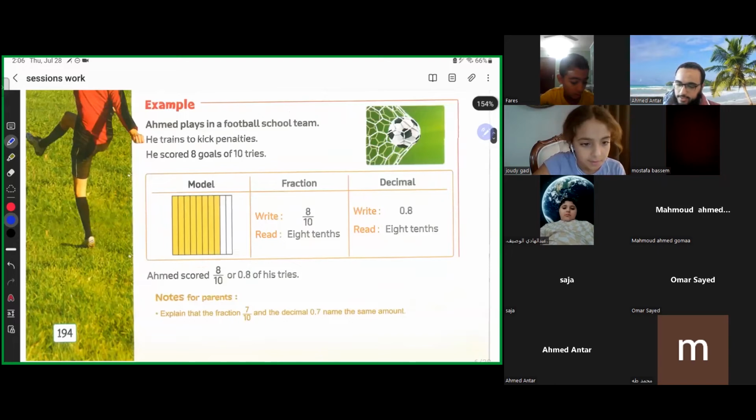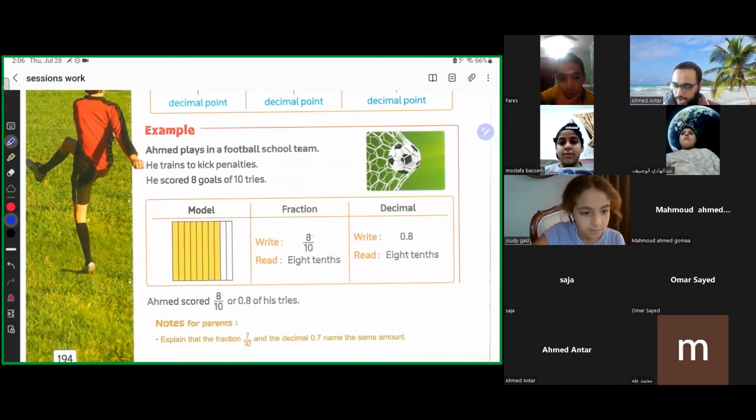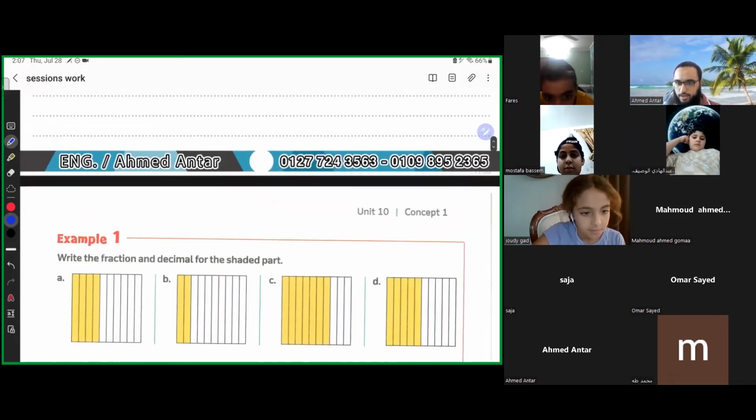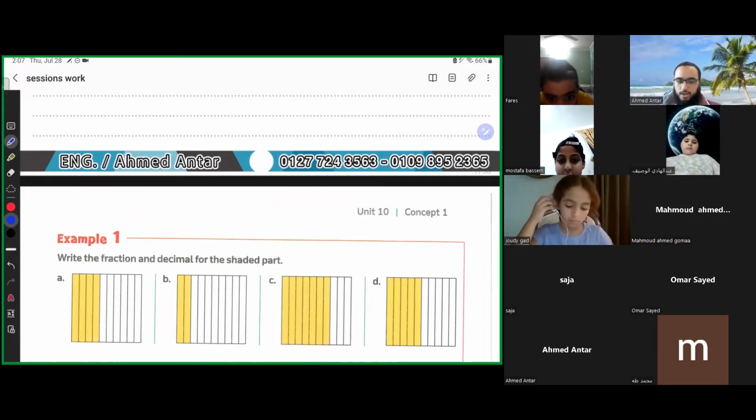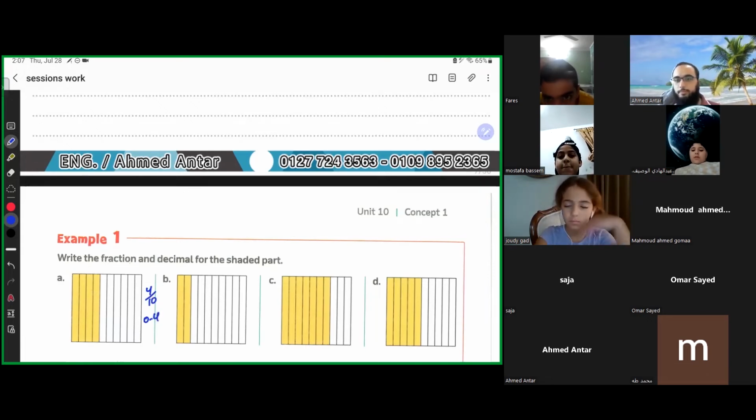So something like that. This is the question of Judy. We took 8 parts here: 8/10, or 0.8. Let us look for some examples here. Mustafa Basim, can you tell me what is the decimal fraction of this figure? 4/10. Very excellent. And also you can write it as what? 0.4. And by the words, it's what?